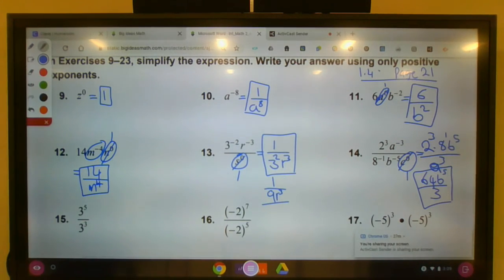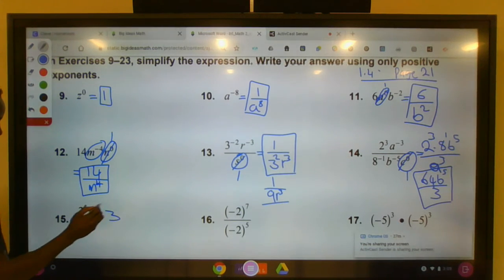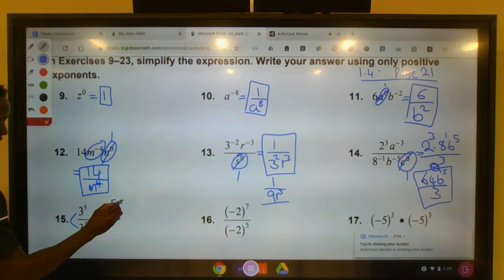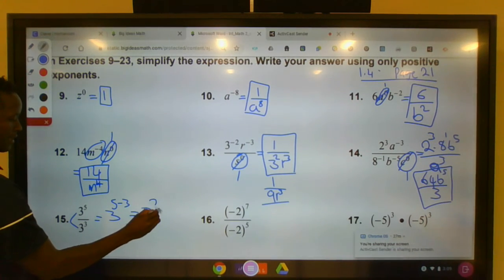Last one here, we have the quotient of powers. When that's the case and the bases are the same, we just take one base and subtract the exponents. In this case, we end up with 3 to the second power.